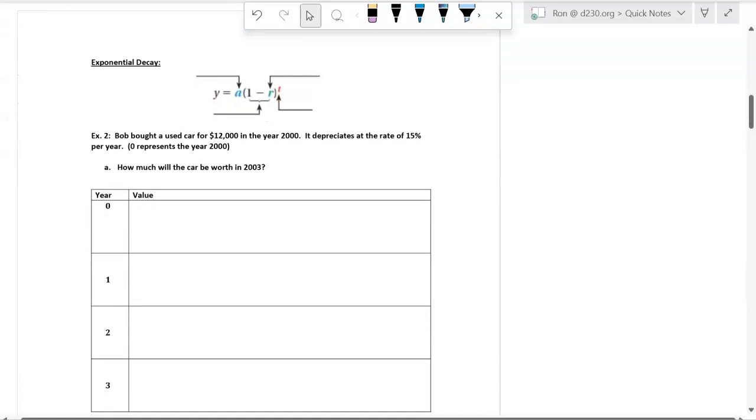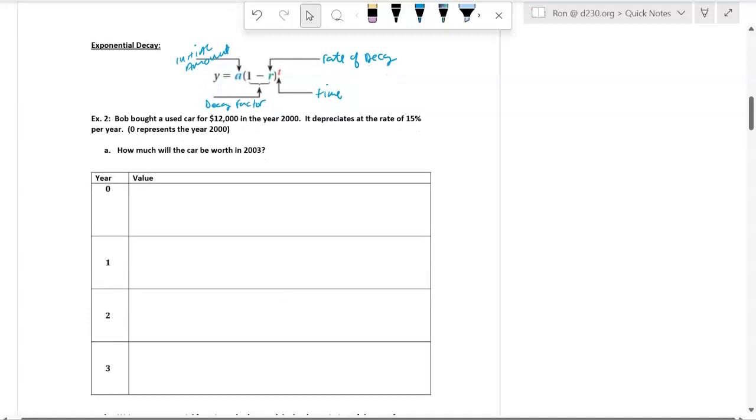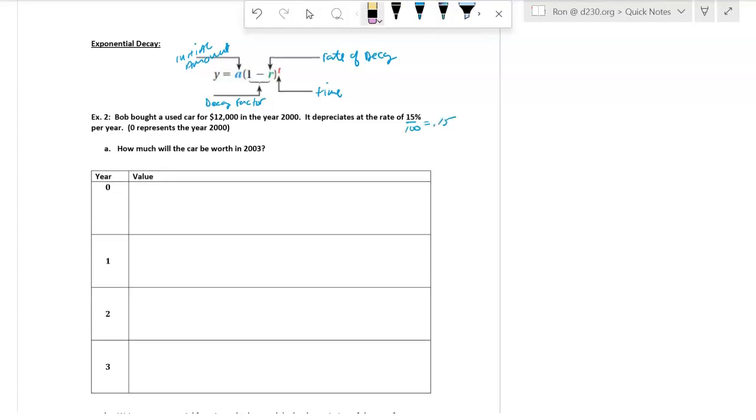Now, exponential decay, when it goes down in value, again, your initial amount is always going to be A. R is going to be your rate of decay here. T again is time. And then 1 minus R is your decay factor. Now, if we were to calculate this again the long way, because it's decay, we're going to figure out the percentage and then subtract it.